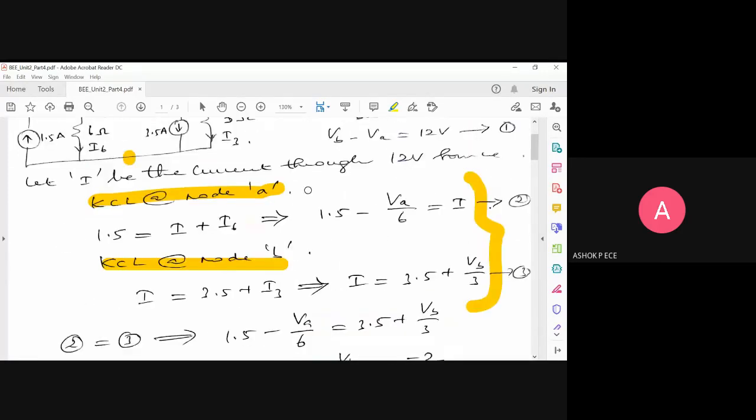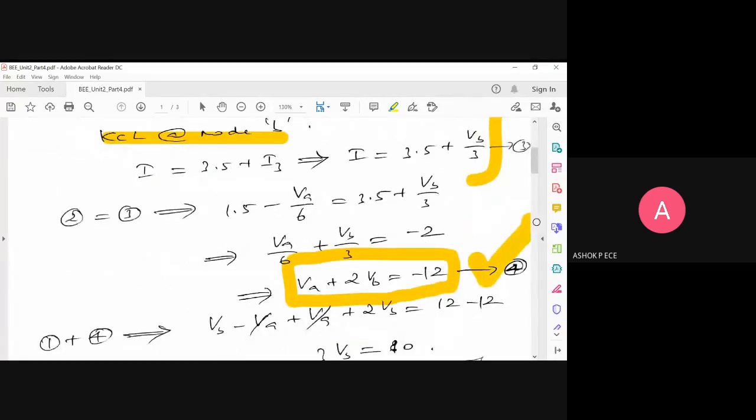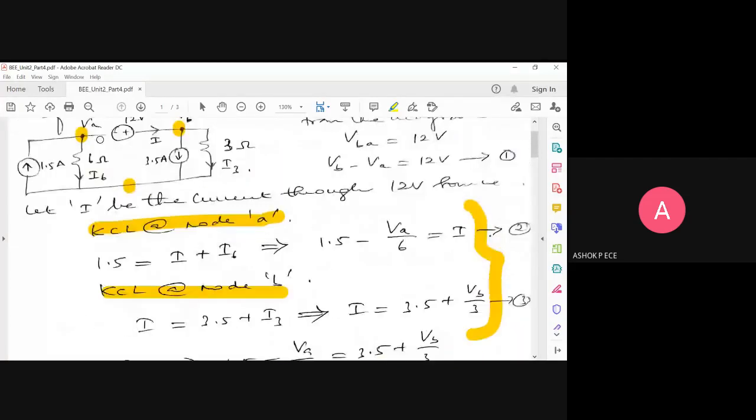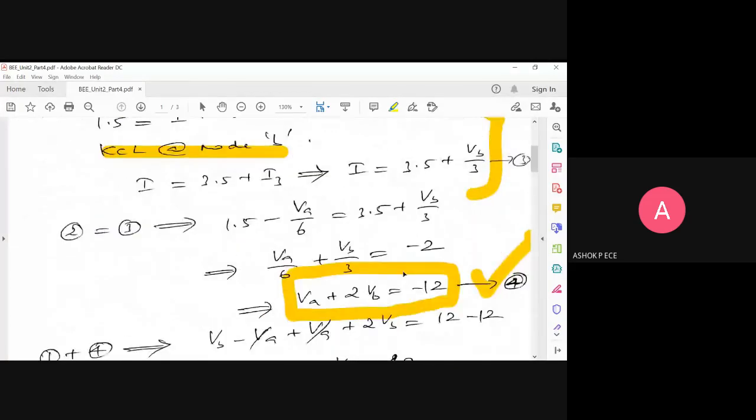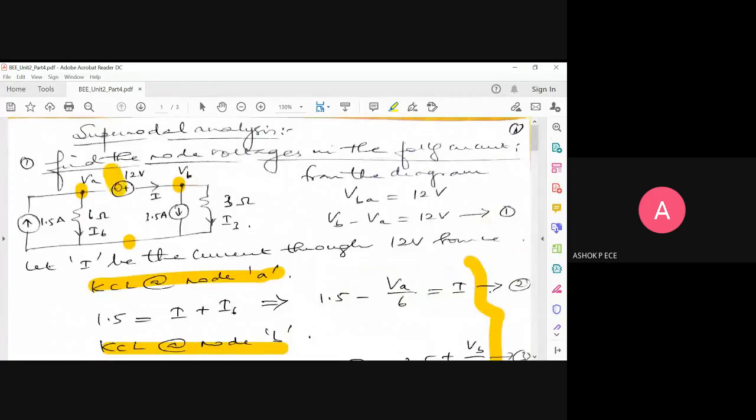We are writing two equations for KCL and eliminating I, so you will get only one equation ultimately. You have two unknowns, VA and VB, but only one equation. We have to write one more equation using the 12-volt power supply. This 12 volt is between A and B, the positive end connected to B and the negative end to A. So I can write this voltage as VBA equal to 12, or you can even write VAB equal to minus 12. Both are correct.